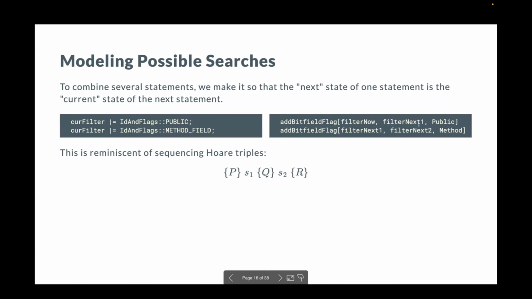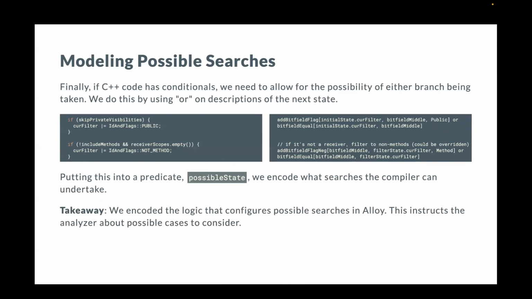And this looks very much like sequencing Hoare triples in which there's some intermediate description of the state. So you start in a state described by P, the first statement runs, the state is described by Q, the second statement runs, and the final postcondition R is the case.